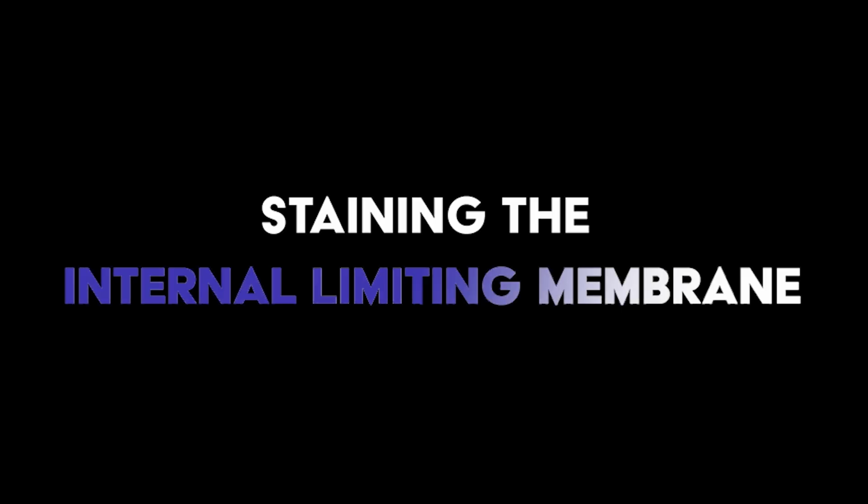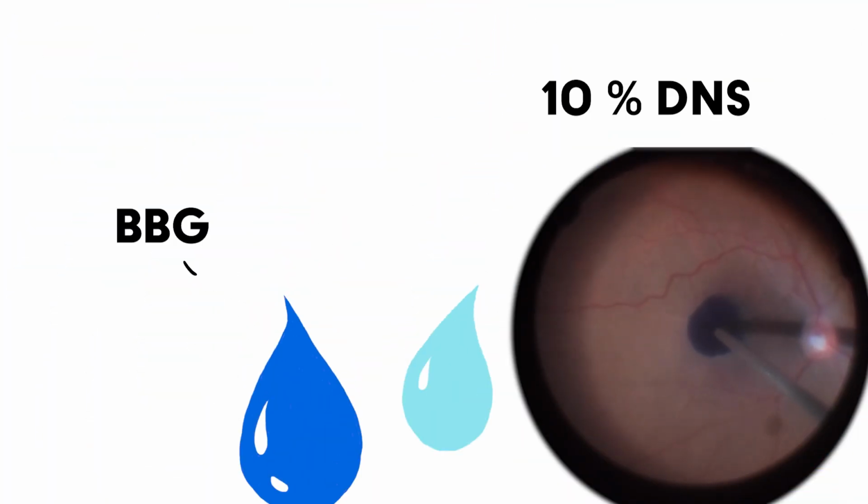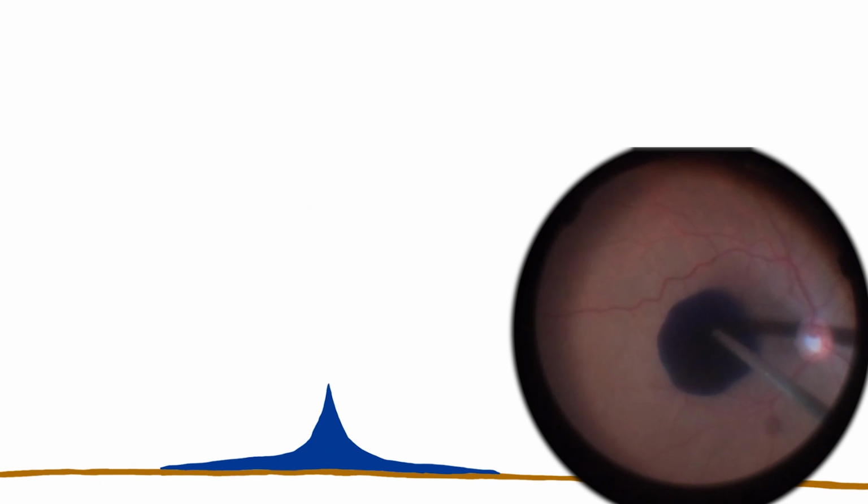Staining the internal limiting membrane. Brilliant blue-green or BBG is the preferred dye for staining the internal limiting membrane. After vitrectomy, BBG can be injected directly into the fluid-filled vitreous cavity to stain the ILM. For a more intense stain, the dye can be made heavier, allowing it to settle on the retinal surface. Another effective technique is to perform a fluid-air exchange and apply the dye under air, which also enhances the stain.